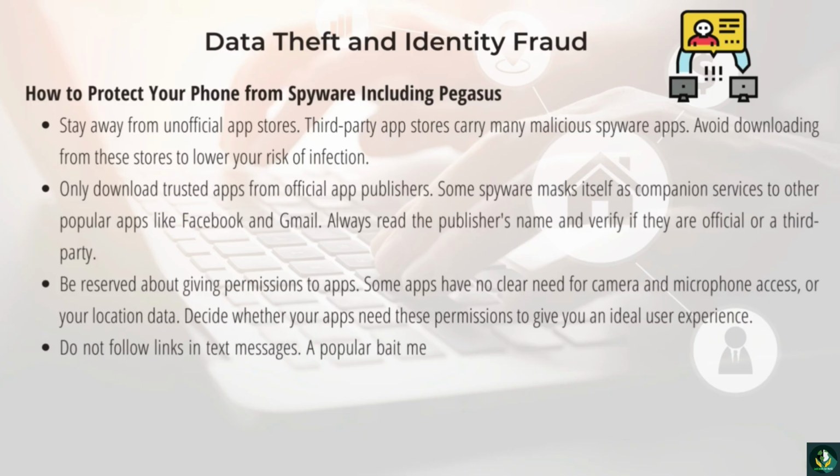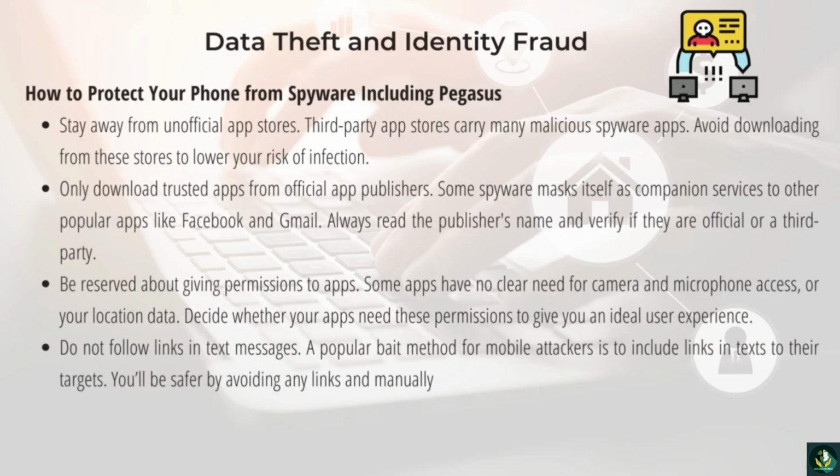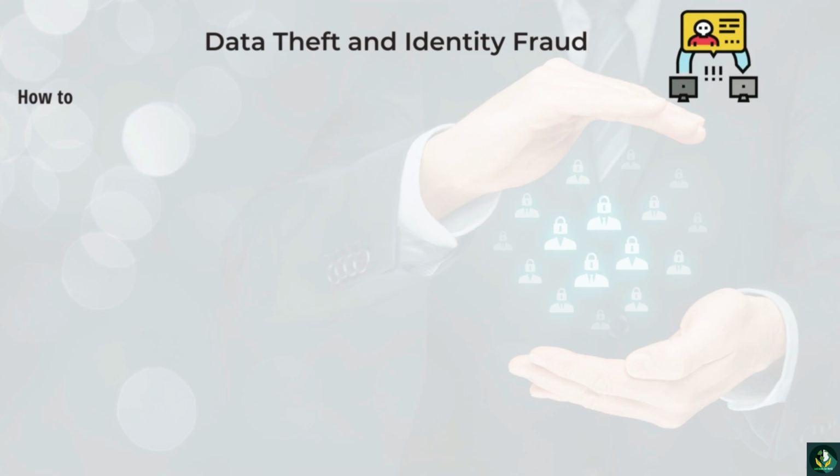4. Do not follow links in text messages. A popular bait method for mobile attackers is to include links in texts to their targets. You'll be safer by avoiding any links and manually entering URLs into the address bar after you've verified them to be safe.